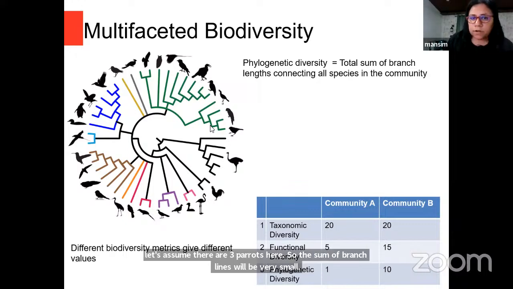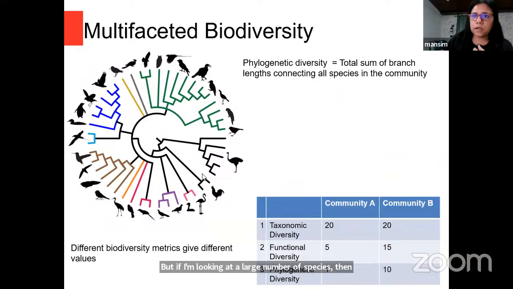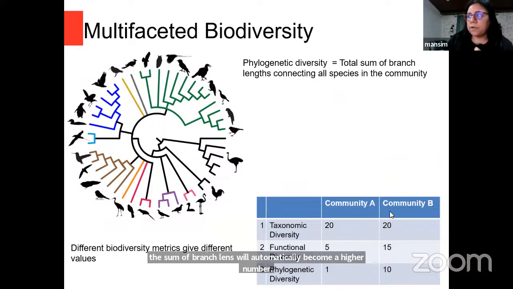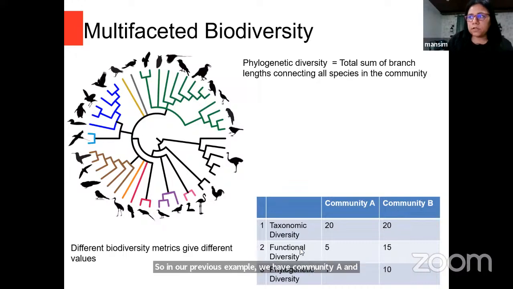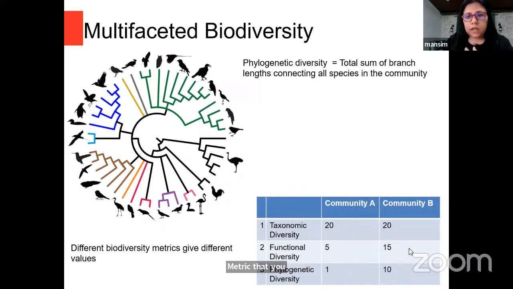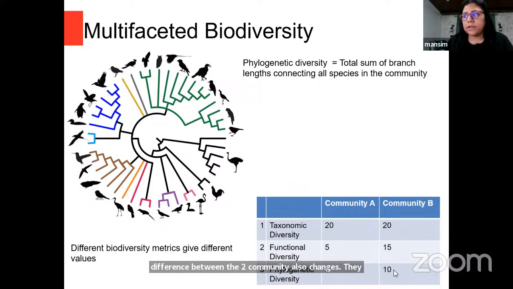But if I'm looking at a large number of species, then the sum of branch lengths will automatically become a higher number. So in our previous example, we have Community A and B, and you can see that depending on the diversity metric that you use, functional, phylogenetic, or taxonomic, the values change, right? And not just the values change, the difference between the two communities also changes. They are identical when it comes to taxonomic diversity, but their difference increases when you change the metric used for comparison. So these three metrics of diversity, or these three facets of diversity, can actually help us to understand the community assembly processes that we were talking about, your environmental filtering and interspecific competition.